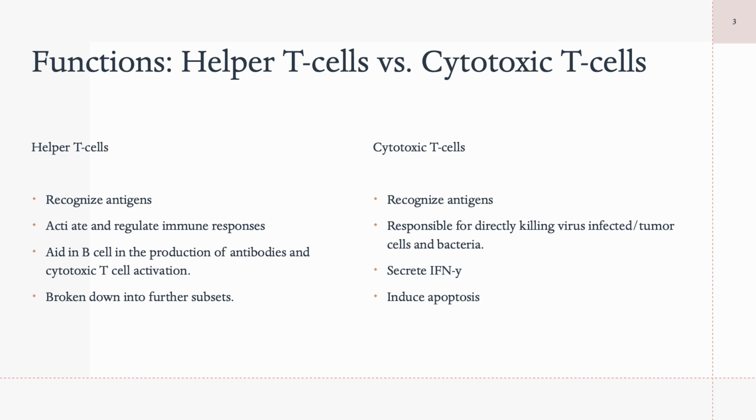These cells can be broken down into further subsets like Th1, Th2, Th17, TFH, and Treg.